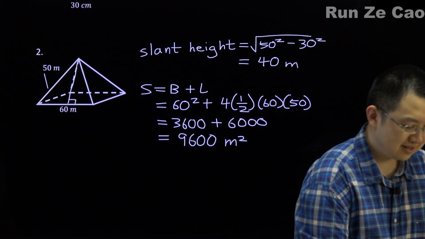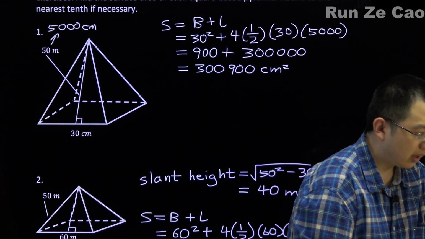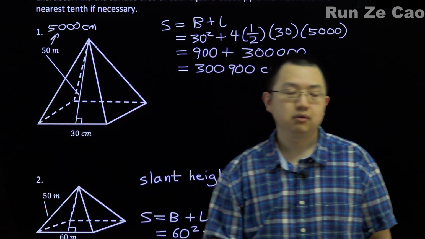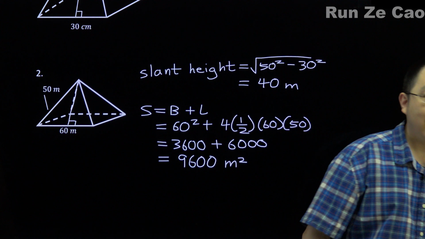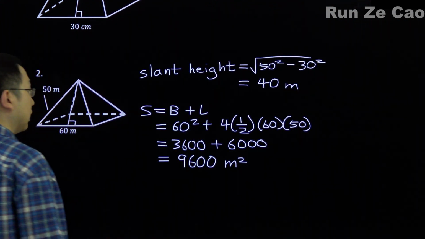So as you can see, sometimes you can end up with trick questions where the units you are given are not the same units. And other times you might have to find, say, the slant height yourself by using the Pythagorean theorem.